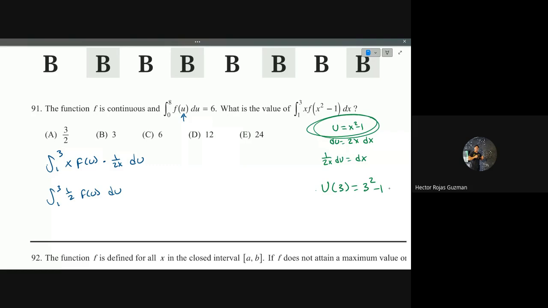And if I plug in 0... Oh no, I'm not supposed to plug in 0. Sorry, I'm supposed to plug in 1. 1 squared minus 1 is equal to 0. So my limits of integration are 0 to 8, f of u du. And because we're already told what the integral from 0 to 8 is, it's 6. That means this is going to be 1/2 times 6, which is 3.